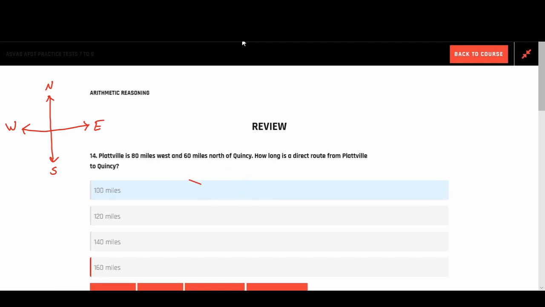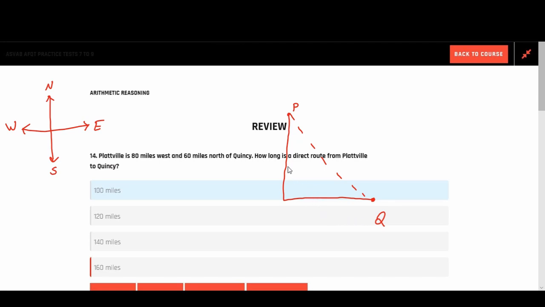Platteville is 60 miles west. Let me get rid of this mark I made right there. So Quincy, I'm going to denote as Q. It's right there. Platteville is 80 miles west, so that's this way. And that's a straight line. And 60 miles north, which is this way. So here's Platteville in relation to Quincy. How long is a direct route from Platteville to Quincy, which would be, and I'll make this as a dashed line right there.